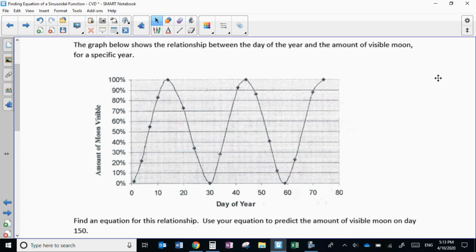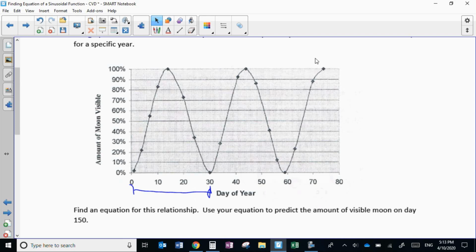And our equation is not going to be exact, because we're going to assume the period is exactly 30 days. In real life, it's not. I believe the period of the moon cycle would be 29.5 days, but we'll use 30 for this example. Okay, so our maximum is 100%, of course, and our minimum is 0. That means our axis is halfway at y equals 50. And since we go from 50 to 100 and 50 to 0, that means we also have an amplitude of 50 as well.